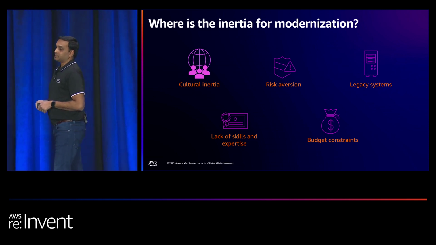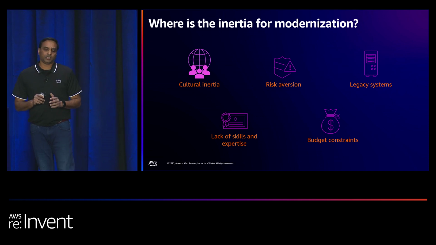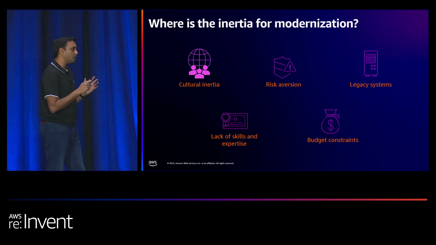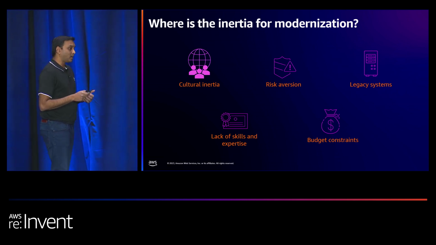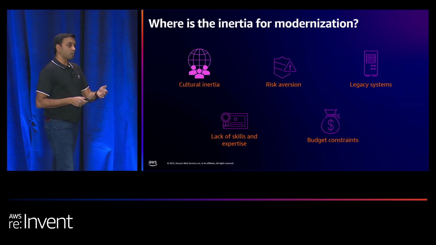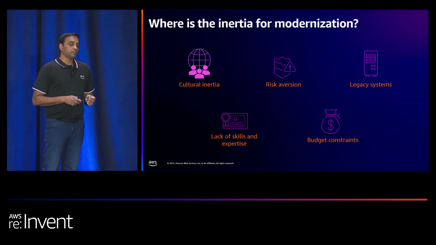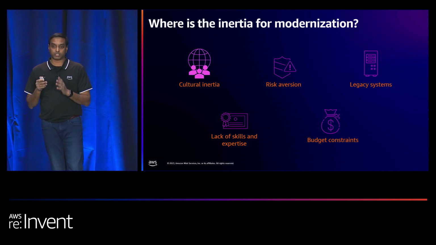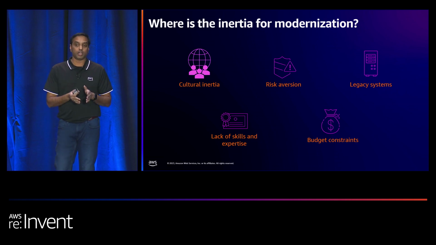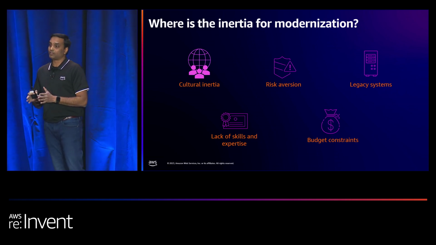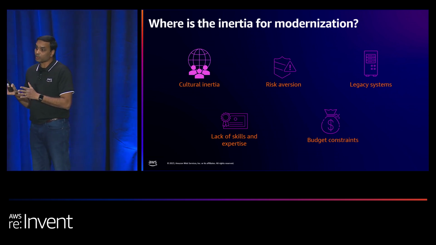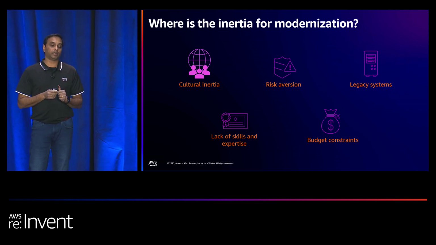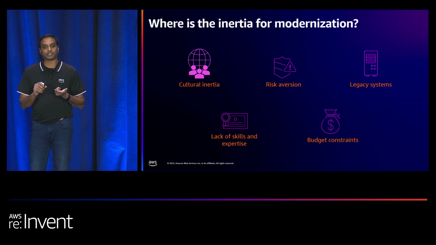Lack of skills and expertise. We have seen with customers, a huge portion of inertia for modernization comes from a lack of skills and expertise to implement modernization projects. Your team is efficient at using existing technologies and tools to run the systems today. However, if they have to implement any modernization projects, it is highly important to upskill the skills and capabilities of your team.